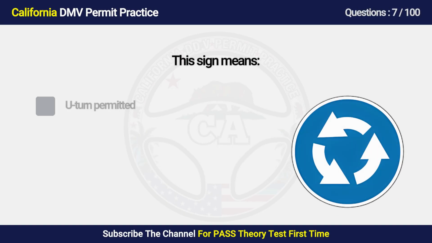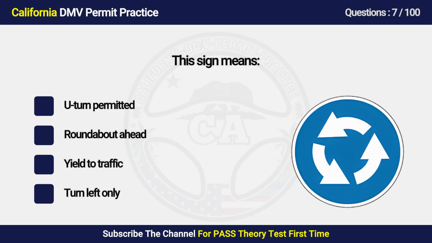Question 7. This sign means A. U-turn permitted. B. Roundabout ahead. C. Yield to traffic. D. Turn left only.